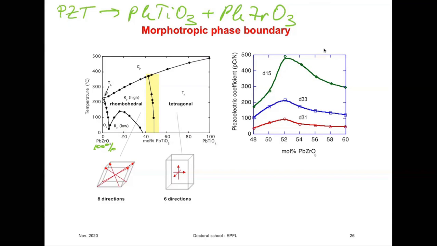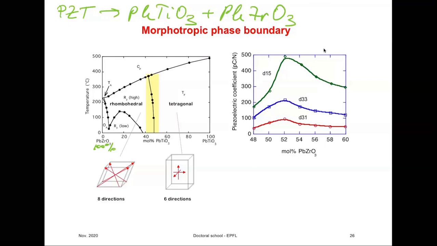Goldschmidt is a person who is responsible for almost the creation of the whole field of crystal chemistry. He and his group were the first to synthesize most of the perovskite materials, including barium titanate, lead titanate, and so on. And PZT, however, was first synthesized in the 1950s in Japan by Shirane and others.